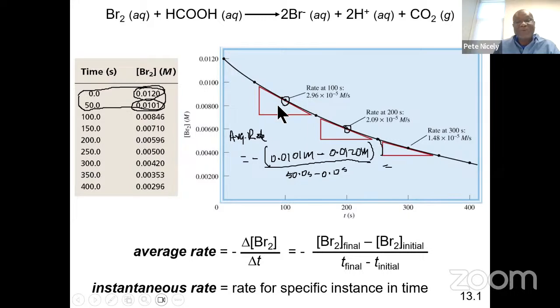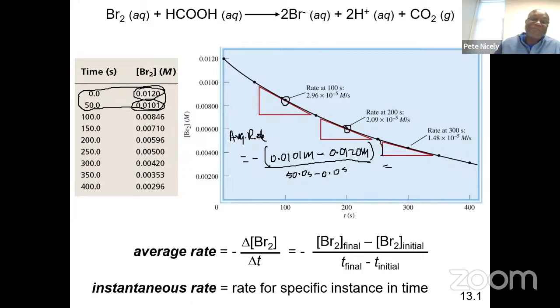Basically, what you do is find the slope. And you all should know from your previous math experience, to find the slope of a particular point on a curve, you basically draw a tangent line that touches that point and then find the slope of that line. And that would be the instantaneous rate of the reaction at that point in time, right? And I'm quite sure you're familiar with calculating the slope. That's rise over run. In this case, the slope would be negative, again, because the concentration of bromine is falling.